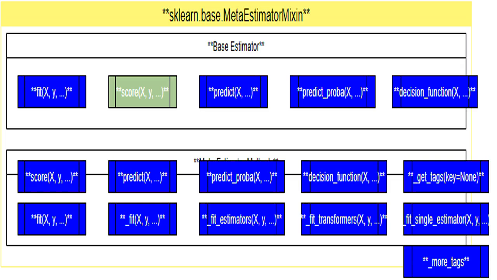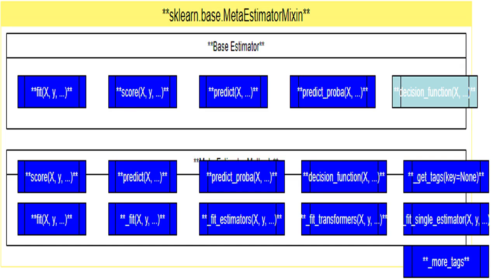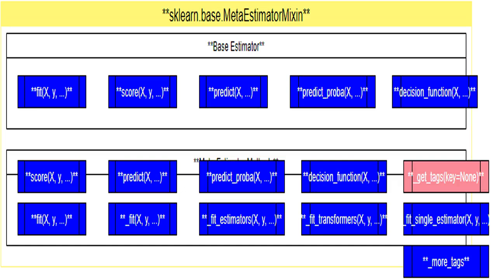Score X, y. Evaluates the meta estimator's performance, potentially considering its underlying estimators. Predict X. Predicts output using the trained meta estimator, leveraging its underlying estimators. PredictProba X. Predicts probability of each class using the trained meta estimator. Decision function X. Provides the decision function using the trained meta estimator. Get tags sklearn. Retrieves tags for the meta estimator, useful for introspection. More tags. A dictionary of additional tags associated with the meta estimator.